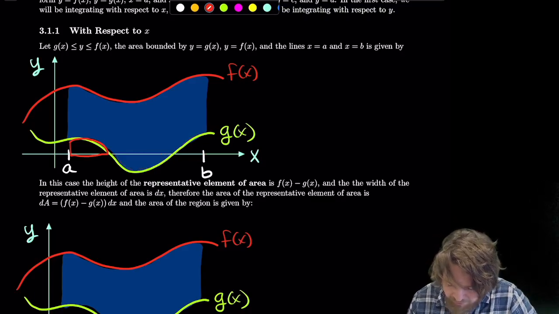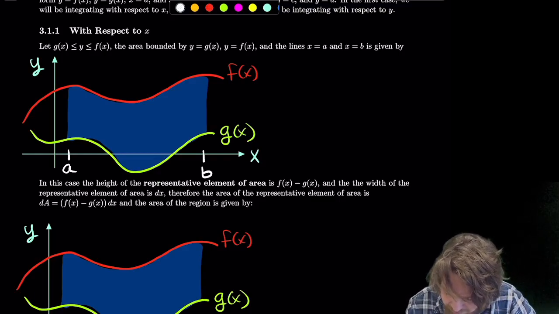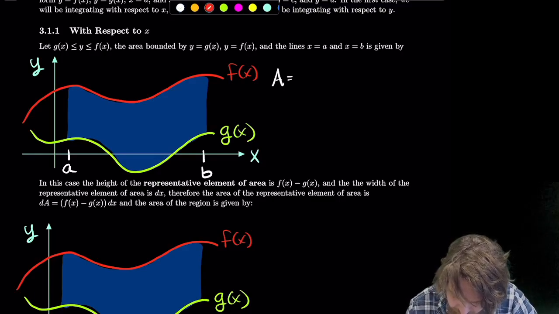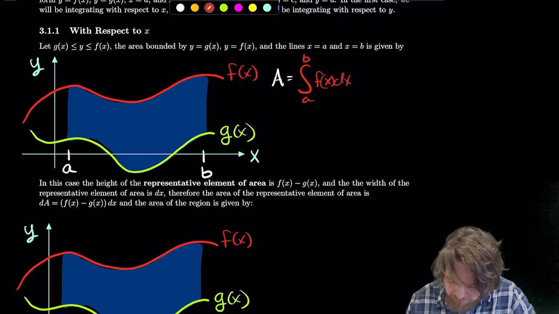So the way that we'll handle it in this case is we'll say, well, we can find the area underneath f between x equals a and x equals b.